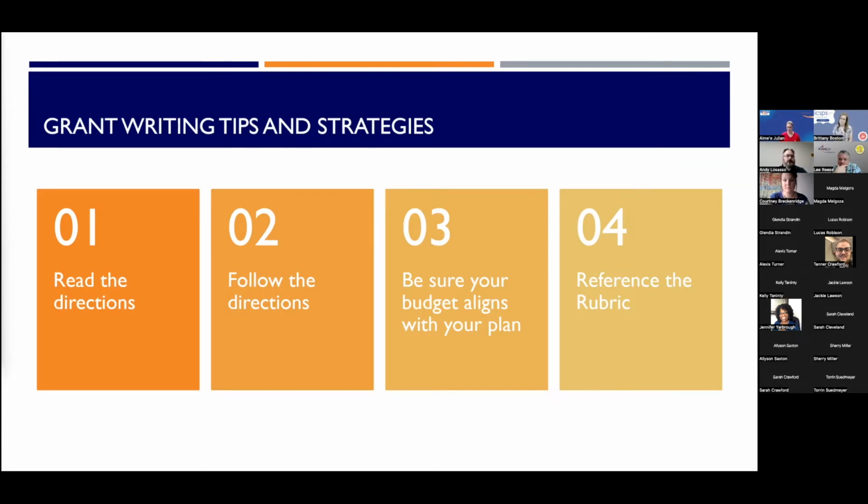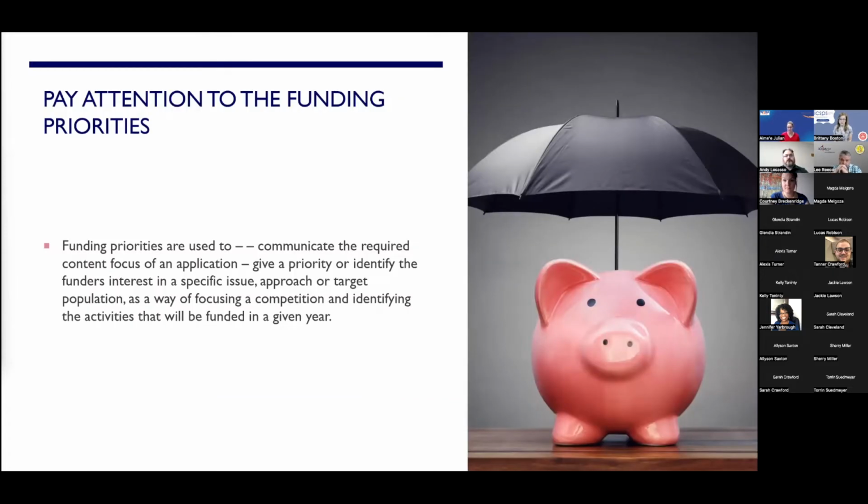So these are just, again, 1, 2, 3, 4, some nice little tips there, but reference that rubric. Look at what those guidelines are. As I've mentioned, there's a lot of intentionality in the development of a grant. There's a lot of intentionality in the development of a NOFO. There's a lot of time, energy, and effort put into those. So take the time to read those. That'll just make your application all the better as you apply. Pay attention to the funding priorities.